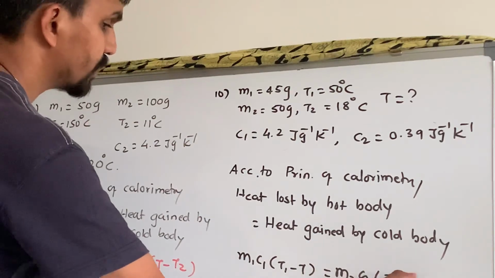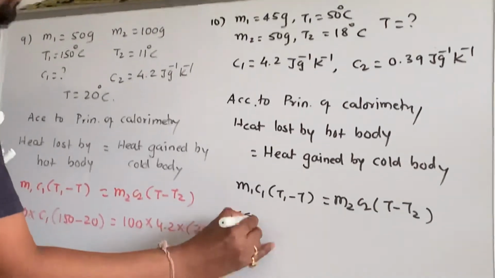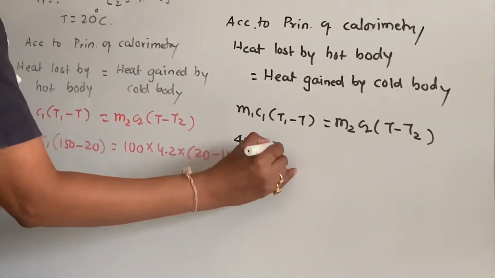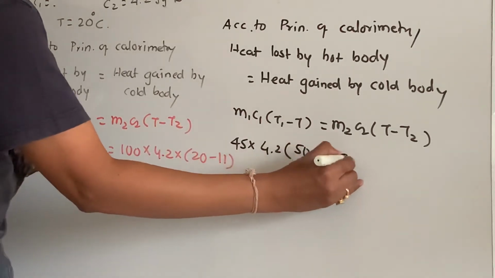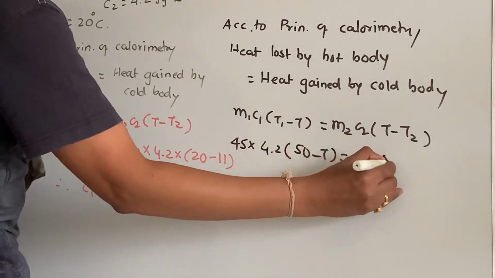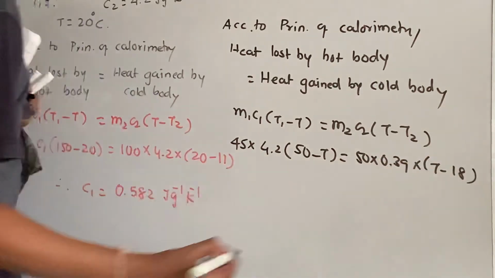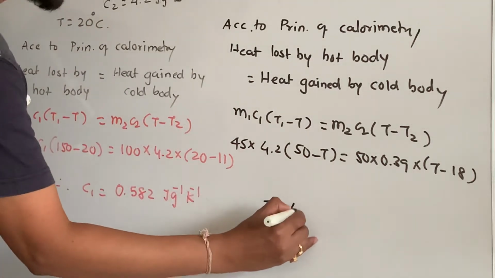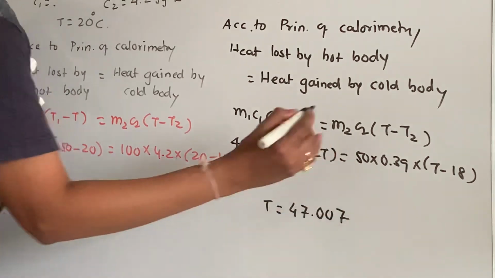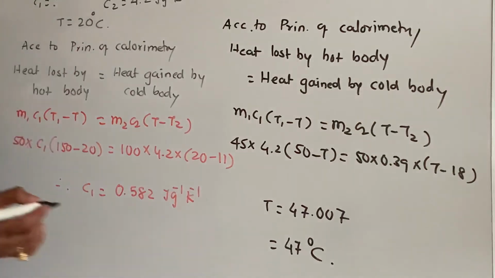Now if you solve this, it comes out to be M1 C1 (T1 minus T) equals M2 C2 (T minus T2). Now M1 is given as 45, C1 is given as 4.2. This del T1, that is 50 minus T, is equal to 50 into 0.39 into (T minus 18). Right? If you solve this entire part, T comes out to be 47.007, which is approximately 47 degrees Celsius. This is your answer.